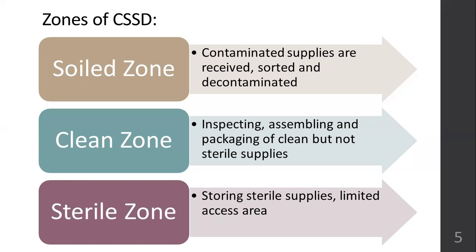Then in the clean zone, inspecting, assembling and packaging of clean but not sterile supplies is done. Technicians are here to inspect whether any broken articles are there. Those have to be sent for maintenance. Assembling is done, count is maintained, with different types of kits, and in every kit different types of instruments go. Packaging is done, labeling is done. Once packaging is done, the item is ready to be sterilized.